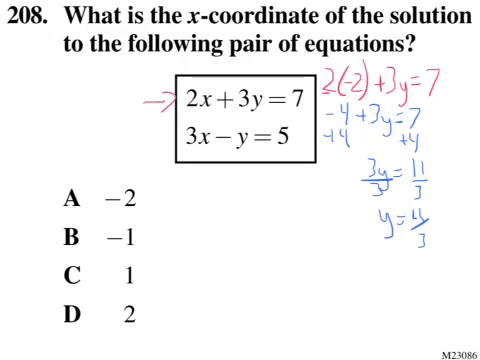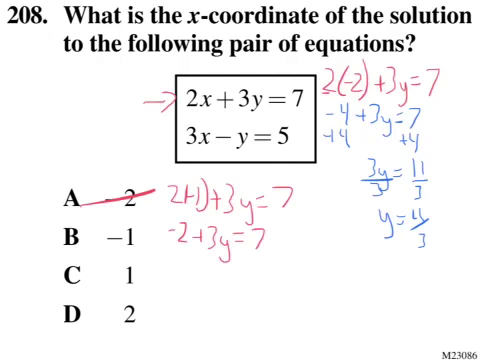So we cross that one out. Let's try negative 1. The next one: 2 times negative 1 plus 3y equals 7. That's negative 2 plus 3y equals 7. Add the 2 over. And 7 plus 2 is 9. So what's y equal? When you divide by 3, y equals 3. So that's this one. Let's try the second one.